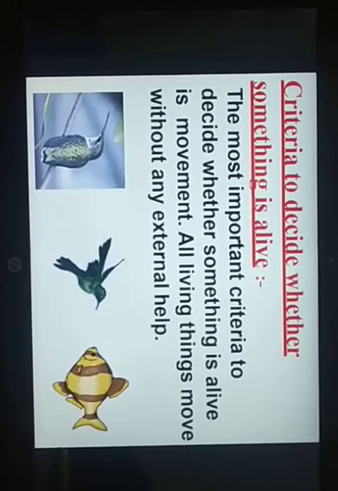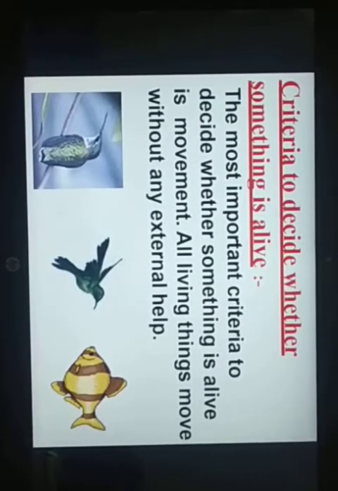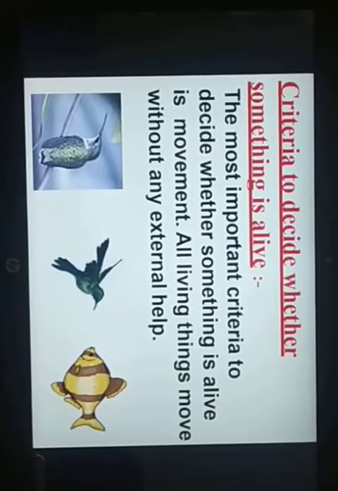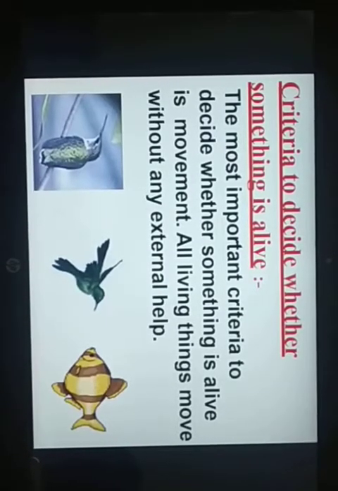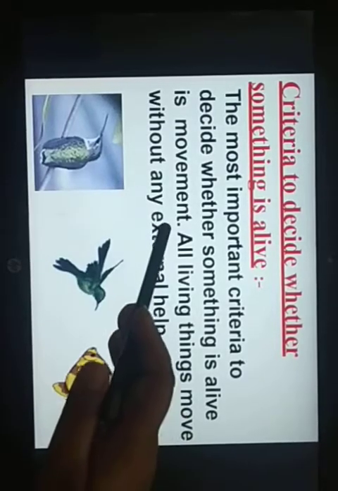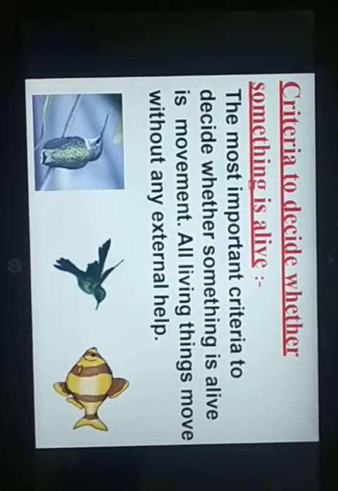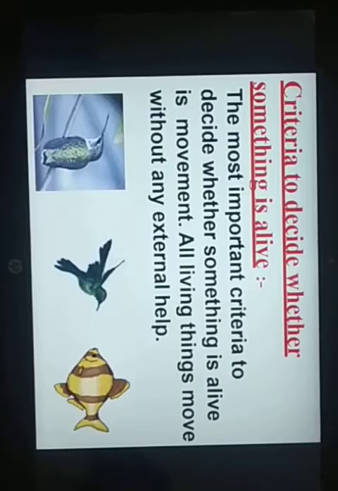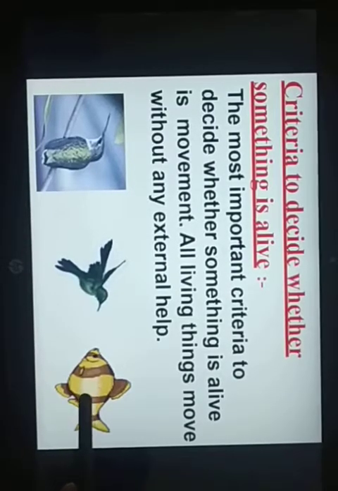Definitely you will have a close look at the bird. You will try to observe some breathing movements, and if you can observe the breathing movements, that means the bird is alive, right? So we can consider movement as one of the basic criteria to decide whether something is living or not.